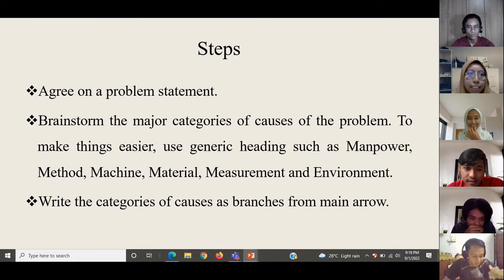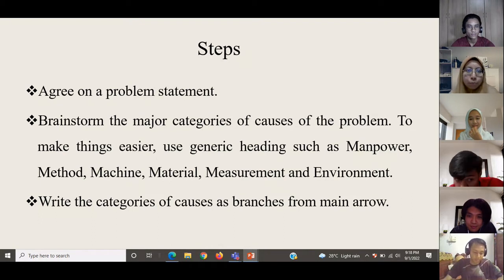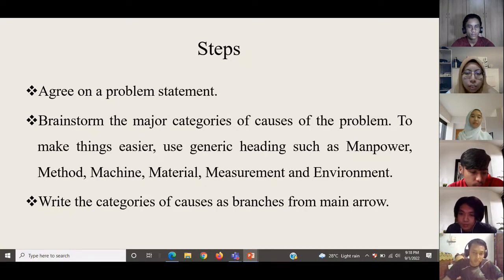Next, steps. First, agree on a problem statement. Means we must know what our problem statement is. Second, brainstorm the major categories of causes of the problem. To make things easier, use generic headings such as manpower, method, machine, material, measurement, and environment. Lastly, write the categories of causes as branches from the main arrow.